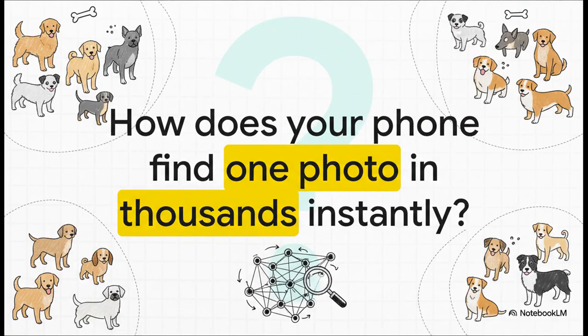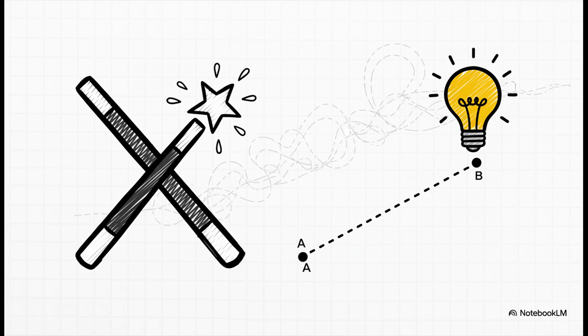I mean, really, think about it for a second. You type dog into your photo library, and in less than a blink, every picture of a dog you've ever taken just appears. How on earth does it sift through thousands, maybe even tens of thousands of your photos that quickly? Well, the answer isn't some kind of wizardry. It's actually a really smart shortcut. A clever way for a system to find exactly what it's looking for without having to check every single thing.